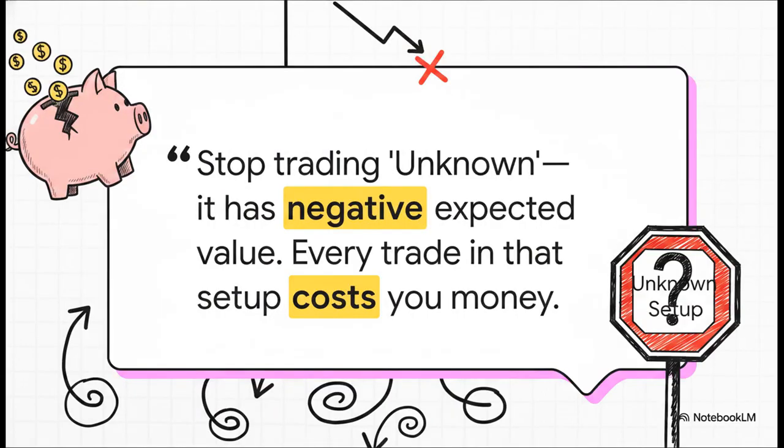This one quote from the AI coach really says it all. It identifies a specific, costly behavior, trading a setup labeled unknown, and it gives a direct, simple command: stop. Why? Because it has a negative expected value. Every single time you make that trade, you are statistically paying to lose money. It's that simple and that powerful.